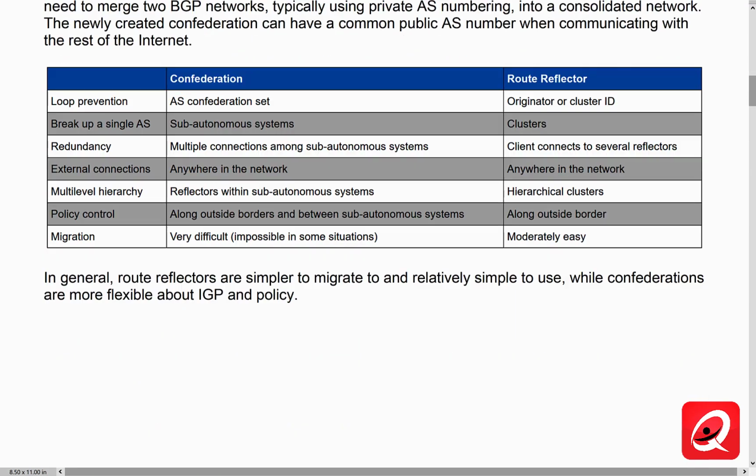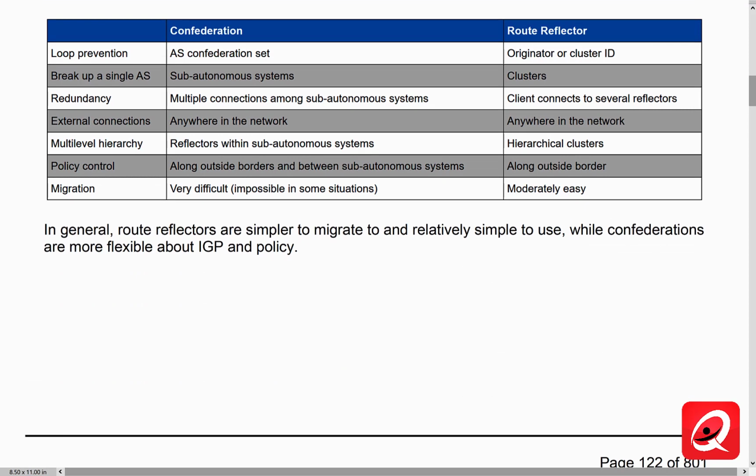They have a table here that describes some of the techniques. Loop prevention, for example, is part of the AS confederation set. We have a loop prevention technique that we'll talk about in a section later on. Breaking up the single AS? Yes, we do that with sub-autonomous systems. In route reflector technology, we use route reflector clusters, although we aren't technically breaking up the AS into sub-autonomous systems; we're just maintaining that large autonomous system with these different route reflector clusters.